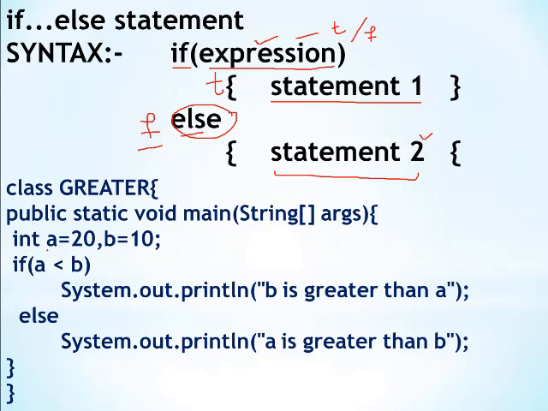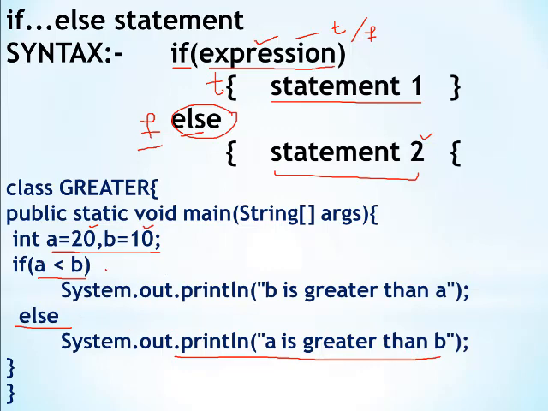For example, if you write a is equal to 20 and b is equal to 10, if a is less than b is the condition, now it can be true or false depending on the values of a and b. In this case, a less than b is false because the value of a is 20 and the value of b is 10. So false means it will go to the else part and it will execute this one, that is, a is greater than b.